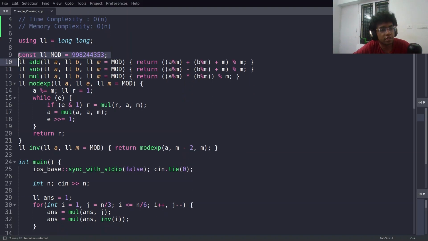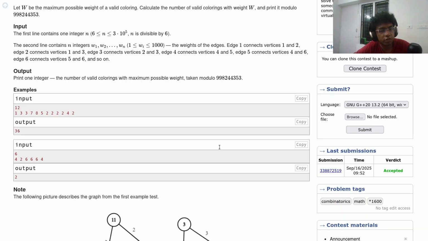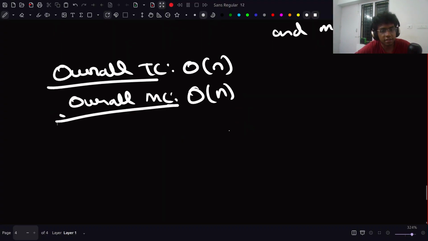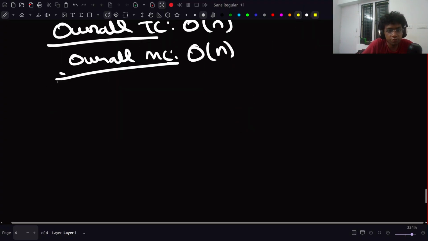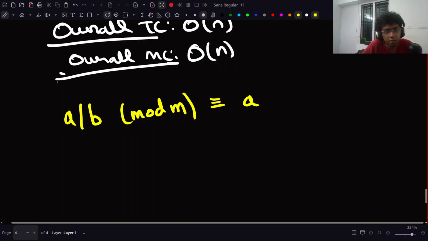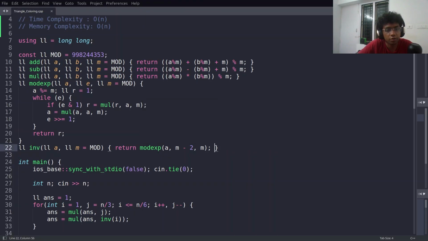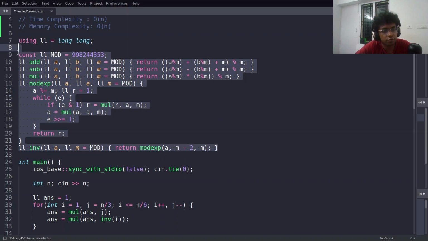Yeah, so these are some helper functions to do modular arithmetic. This just adds, subtracts, multiplies, and inverse is for the division, right? If you want the value of a divided by b mod m, then that is the same as a times b inverse mod m, right? So that's why we need inverse over here, so that we can do the division while calculating the factorial, okay? And that's why we have all these helper functions for mod.